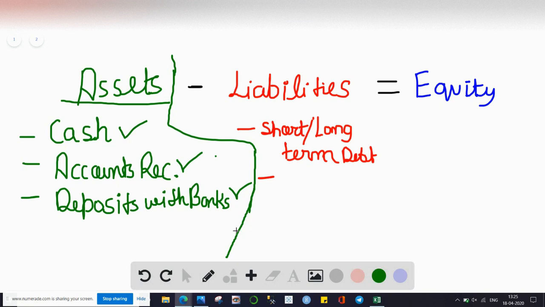Just as in the case of assets we have accounts receivable, meaning we are likely to receive an amount from someone, in the case of liabilities we have accounts payable. What are accounts payable? They represent the amount which has to be paid to the supplier for which we have availed the benefit.